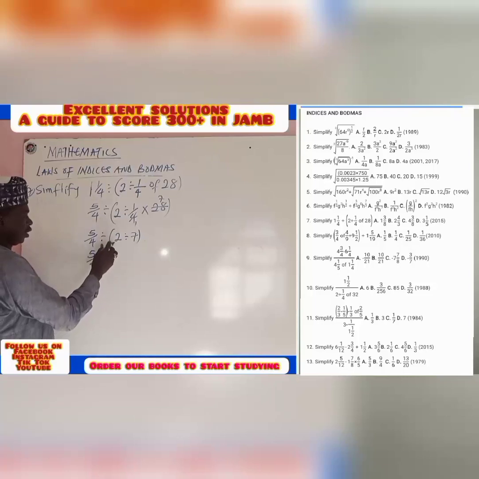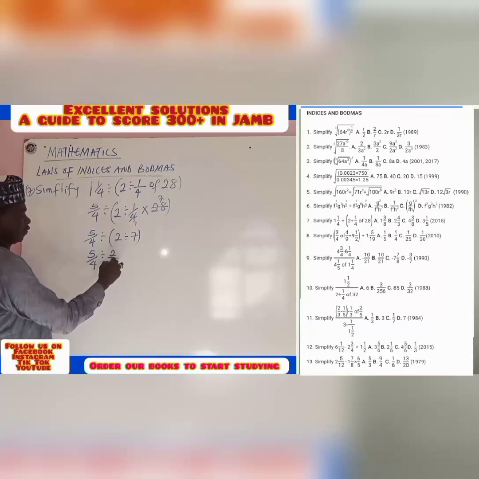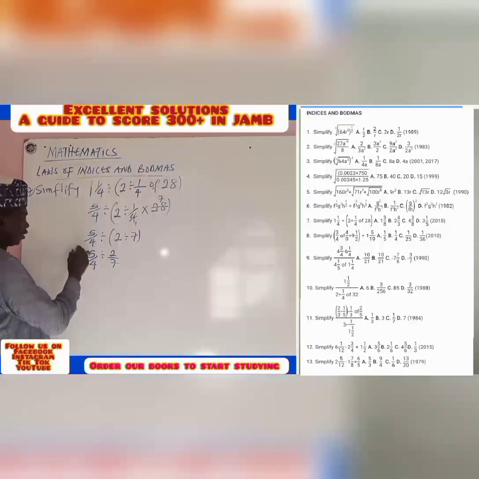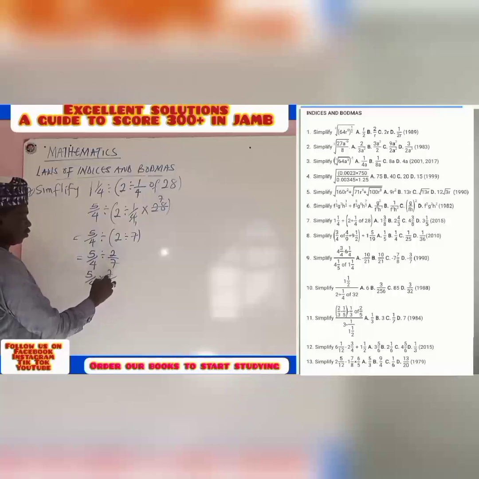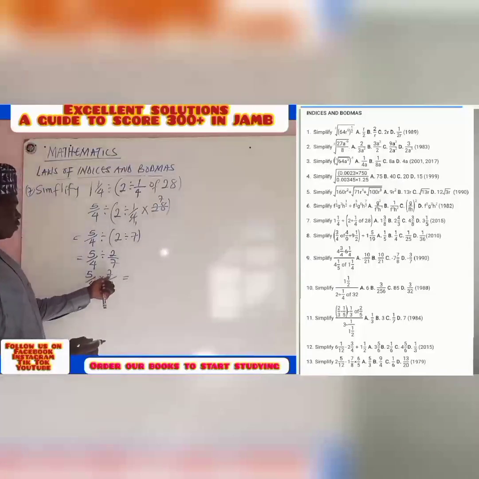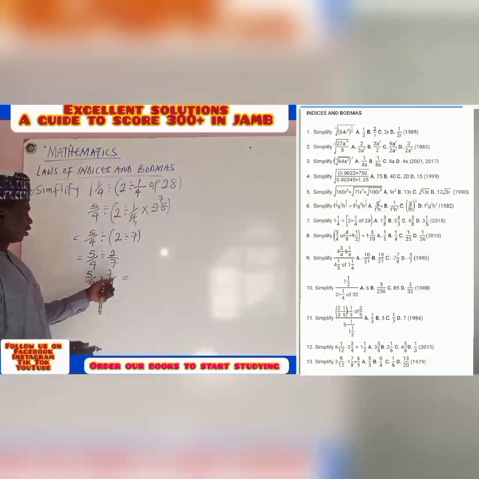We say divide by 2 over 7. And this we now take a reciprocal. When we take the reciprocal, this is the same as 5 over 4 times 7 over 2. So this can now give us 5 times 7 is 35, 4 times 2 is 8.